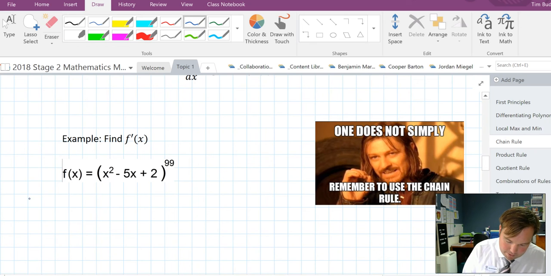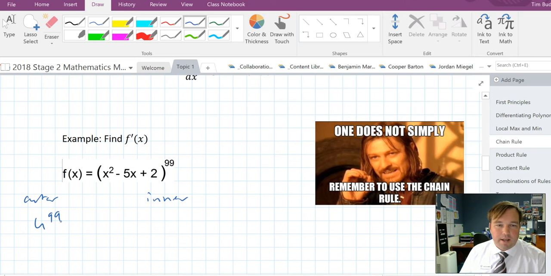Sorry, I like them the other way around. Outer, inner. Here, the outer function is u to the 99. And the inner function, where that there is u, the inner function is x squared take 5x plus 2.